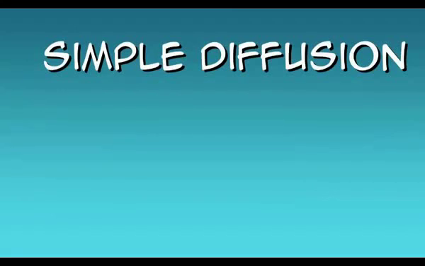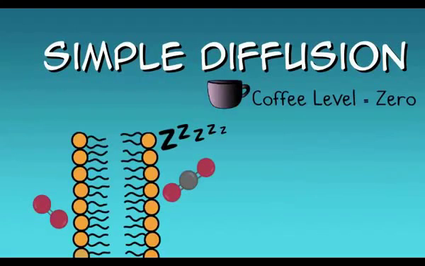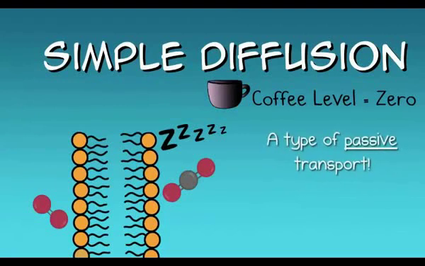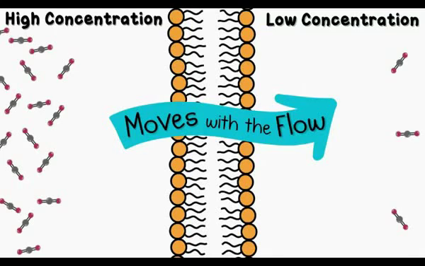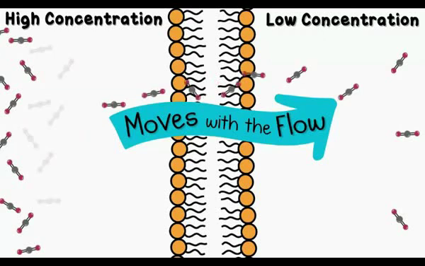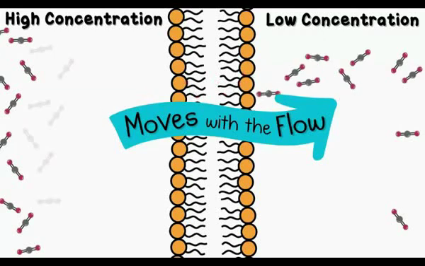simple diffusion. Also, it doesn't take any energy to force those molecules in or out, so it's known as passive transport. Simple diffusion moves with the flow, meaning it moves with the concentration gradient. Molecules move from high concentration to low concentration. So when you hear someone saying that something's going with the concentration gradient, that's what they mean. They mean it's going from a high concentration of molecules to a low concentration of molecules.